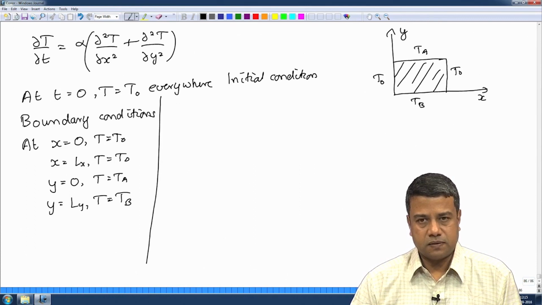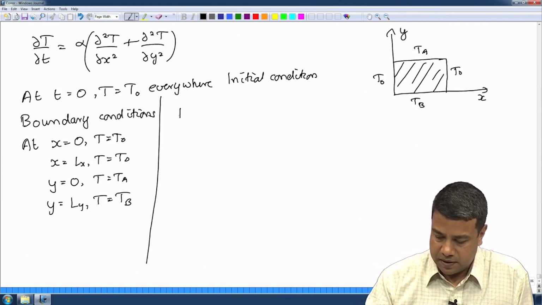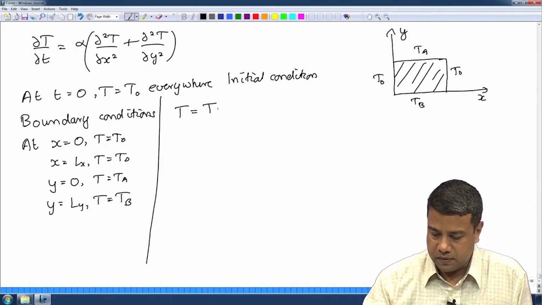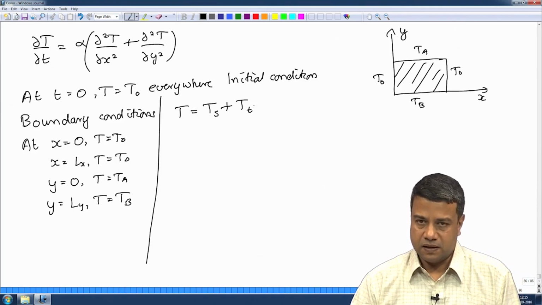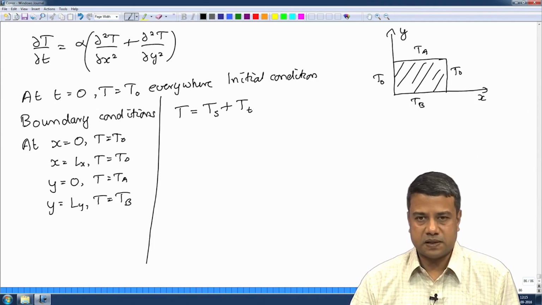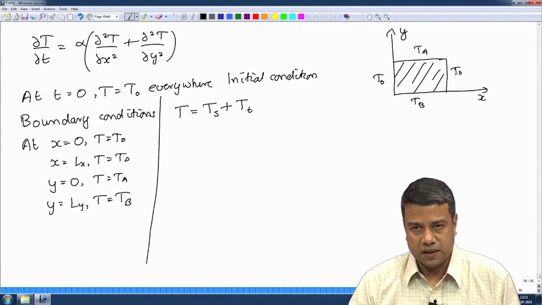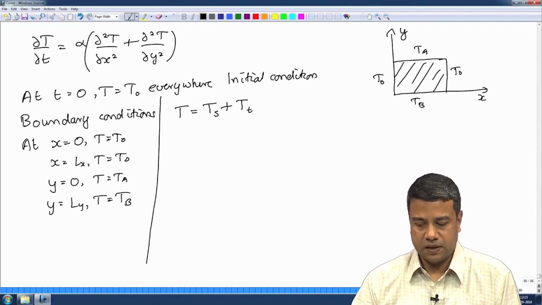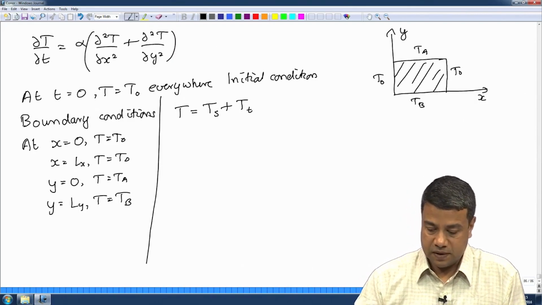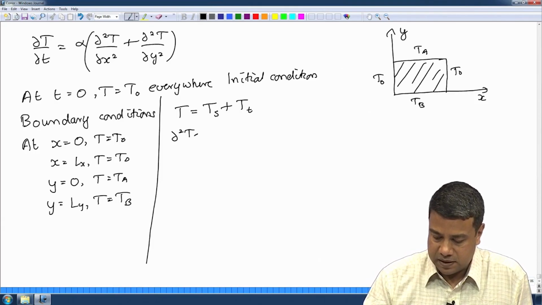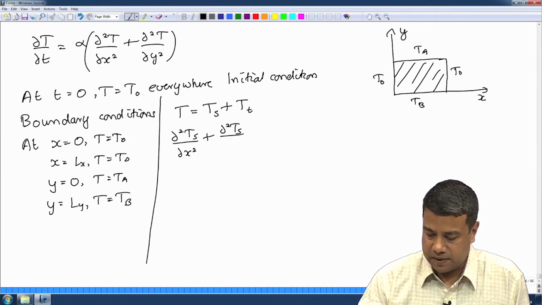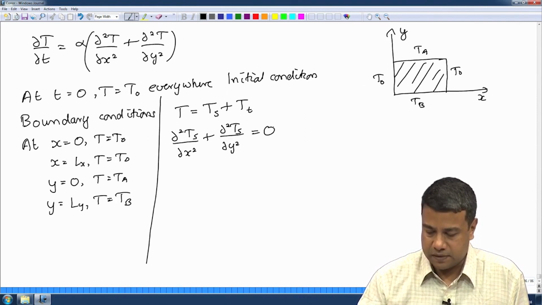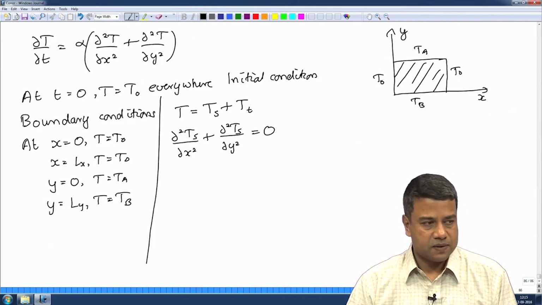First thing, I can write down the temperature as equal to a steady part plus a transient part. This we had done earlier as well. When we solved in one dimension, we had separated the temperature into a steady part plus the transient part. We do that in the two dimensional case as well. For the steady part, we are solving the equation partial square T steady by partial x square plus partial square T steady by partial y square is equal to 0. That is the equation we have just solved.